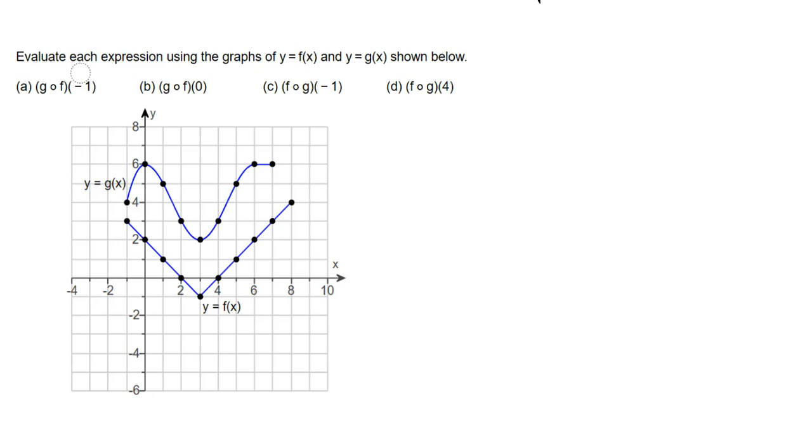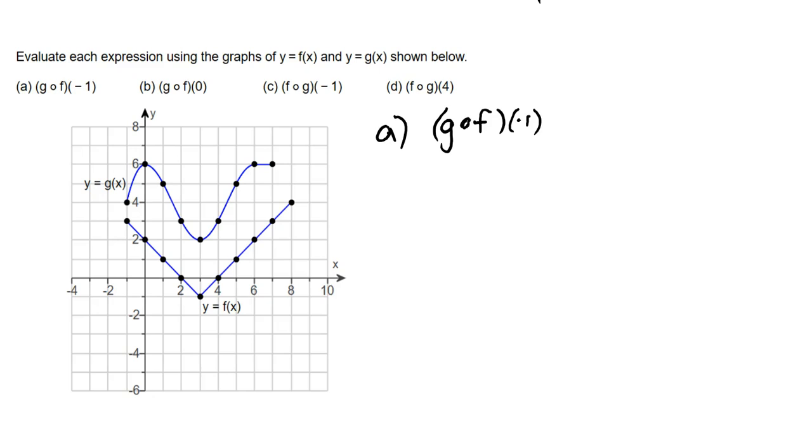This question says evaluate each expression using the graphs of y equals f of x and y equals g of x shown below. So this curve here is labeled with g of x, and this curve here is labeled with f of x. And we're asked to find g composed with f of negative 1, g composed with f of 0, f composed with g of negative 1, and f composed with g of 4. So let's start with part A, g composed with f of negative 1.